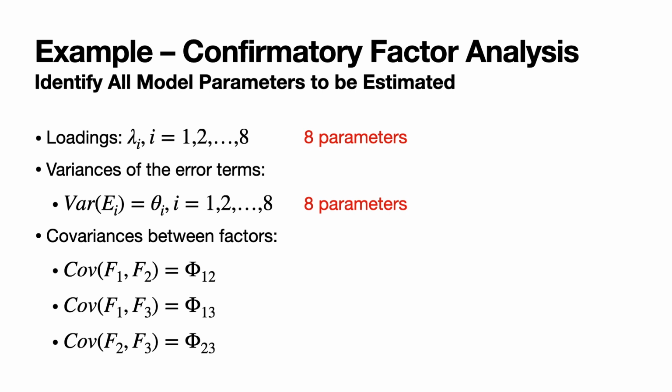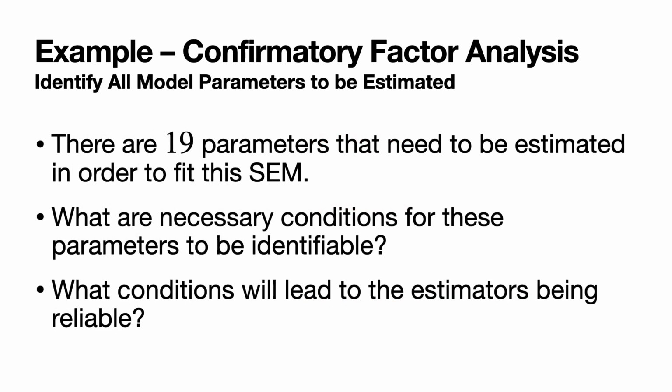And then finally, we have covariances between the factors. Cap theta sub 1,2 is the notation for the covariance of F1 and F2. Cap theta 1,3 is the notation for the covariance of factor 1 and factor 3. And cap theta 2,3 is the notation that represents the covariance between factor F2 and factor F3. So we have 3 parameters there. You can see that there are 19 model parameters that will need to be estimated in order to fit this structural equation model.